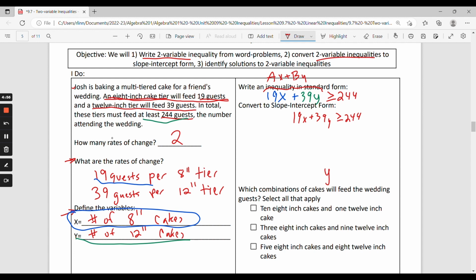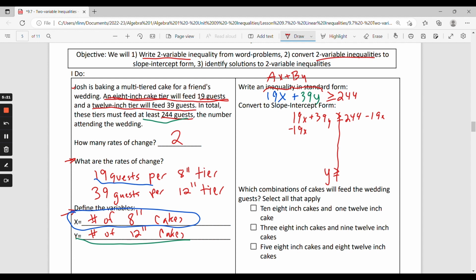Now, normally we would put our inequality symbol here, or equal sign here. But we have to remember that if we multiply or divide by a negative number, we need to flip that sign. So we're going to keep that in mind as we go along, that inequality symbol might change. So in order to get y by itself, we need to get rid of our 19x. We've got 19x, so we're going to subtract 19x.